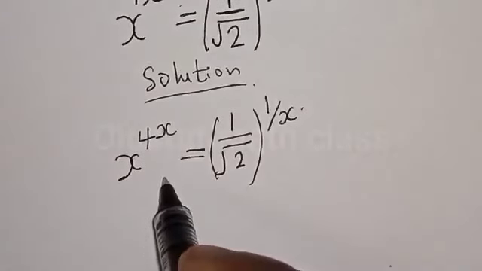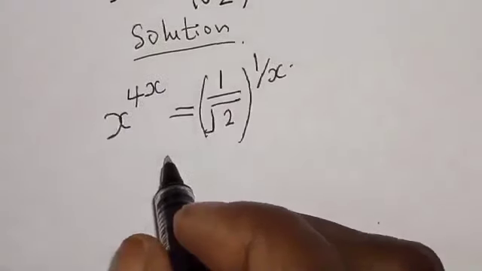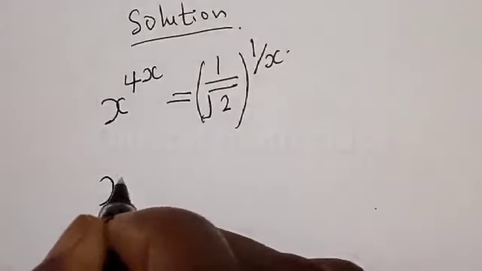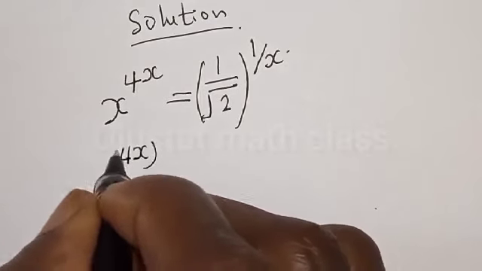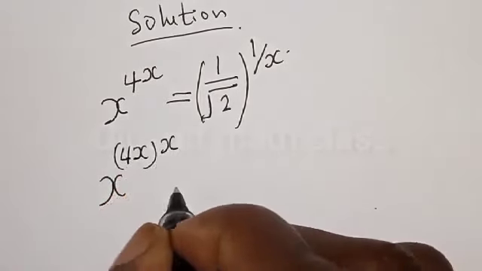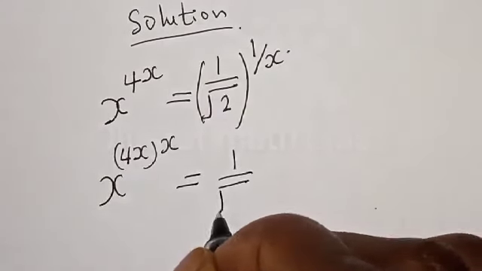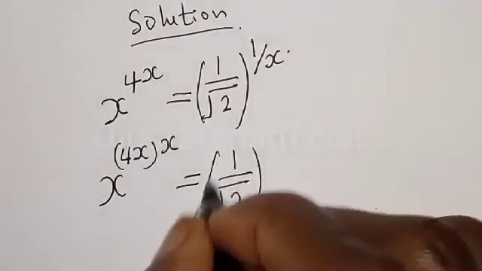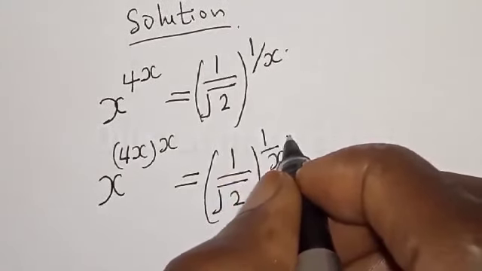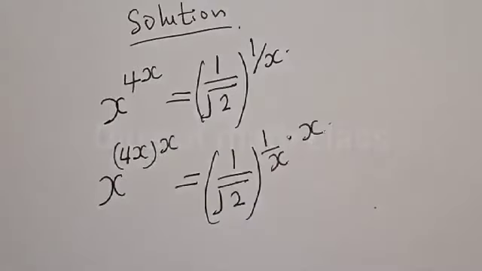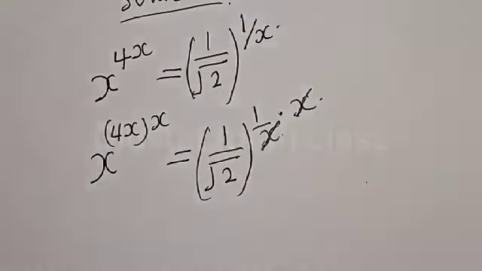Let's raise both sides to the power x. Then we have x raised to power 4x multiplied by x is equal to 1 divided by square root of 2 raised to power 1 divided by x multiplied by x. Then this one will cancel this.